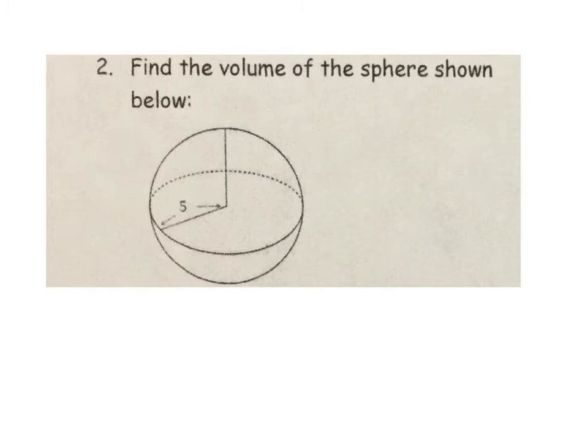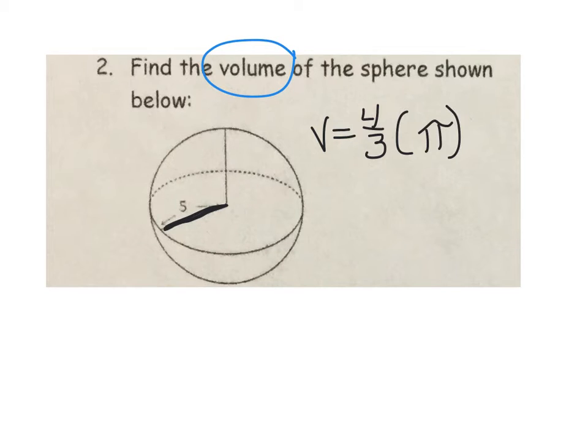Number 2 says to find the volume of the sphere shown below. So again, we're looking for volume. Now this time it's a sphere. This section right there is my radius, which is 5. So volume of a sphere, remember, is 4/3 times pi. I'm just going to put that in parentheses to separate these, and then that's times the radius, and it is cubed. Okay, so that's all you need to do for that one.